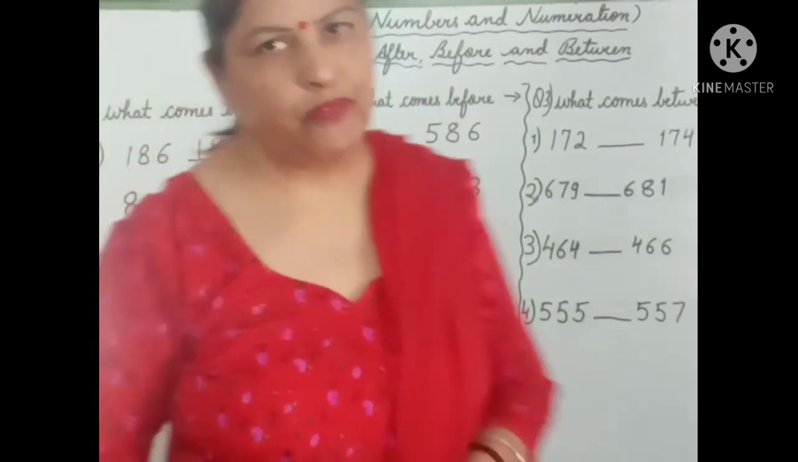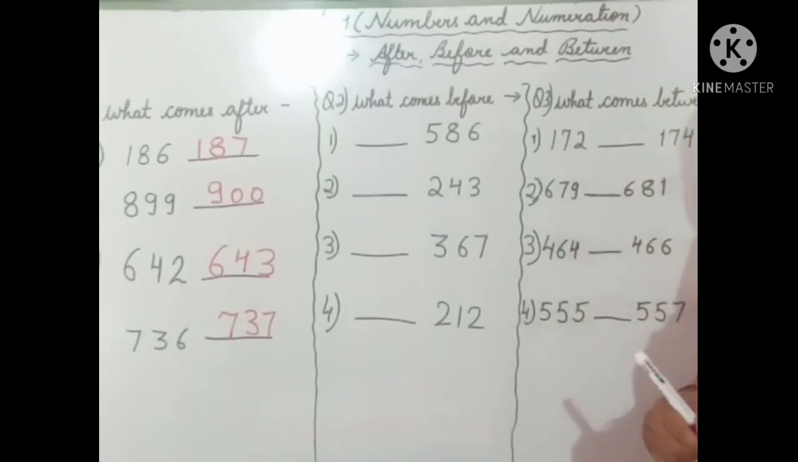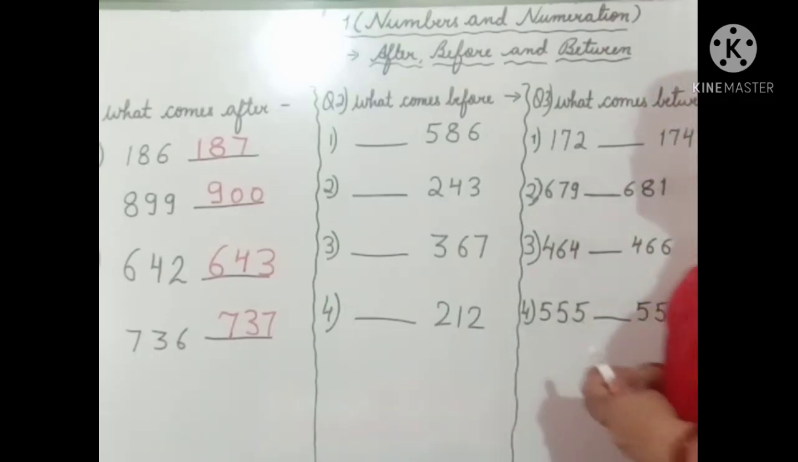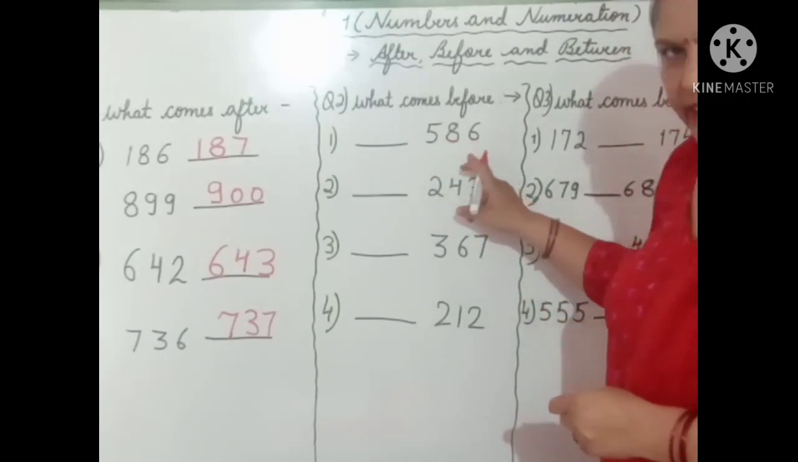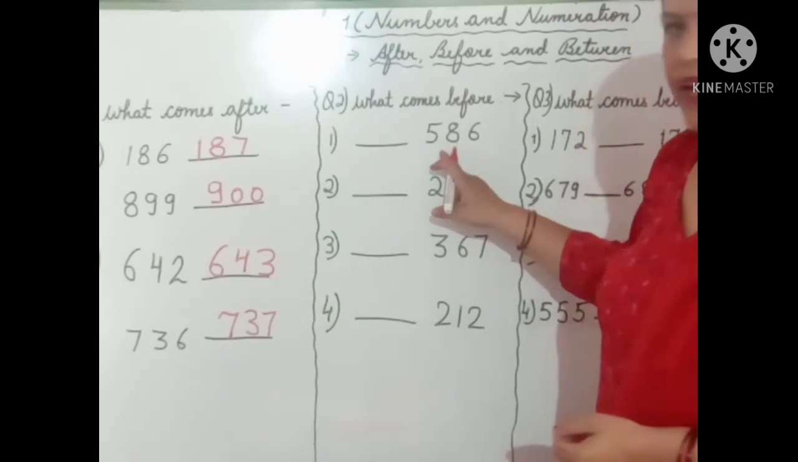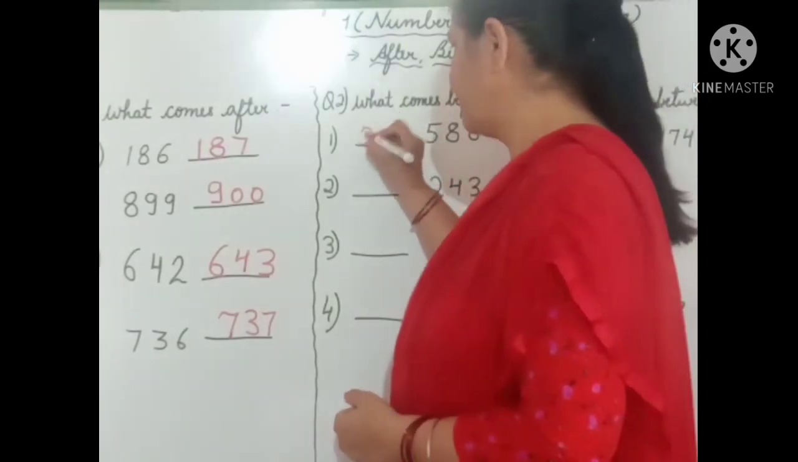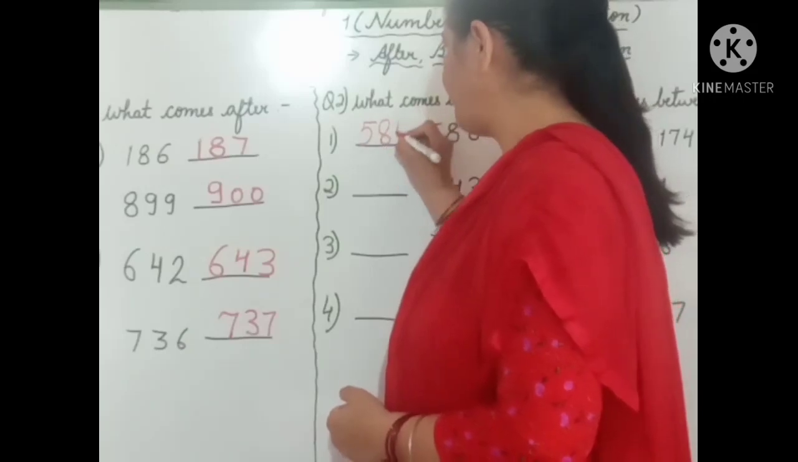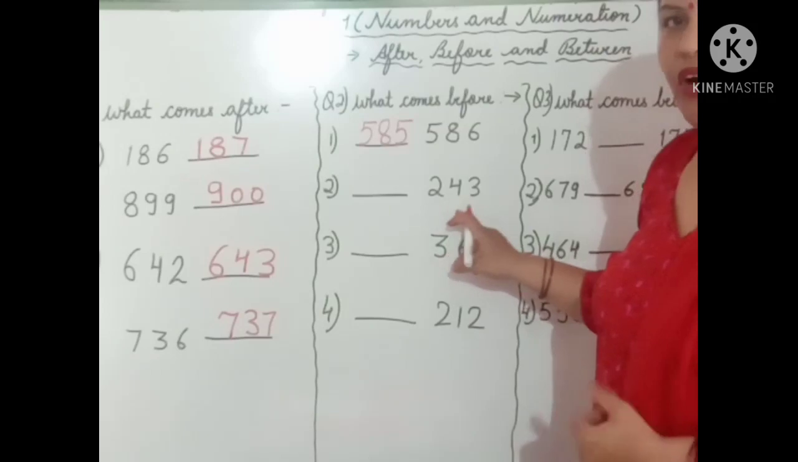Now children, here before means that you have to count backward, means you have to write the previous number of the given number. The number given to you is 586. So you have to write the previous number. So the previous number of 586 is 585. Yes, very good. So you have to write 585.